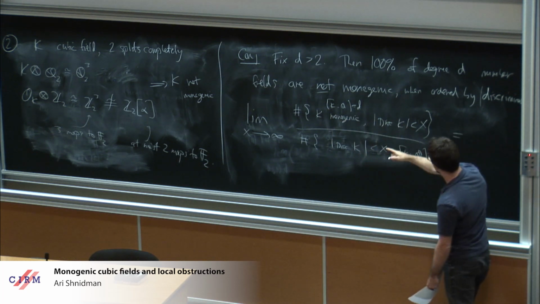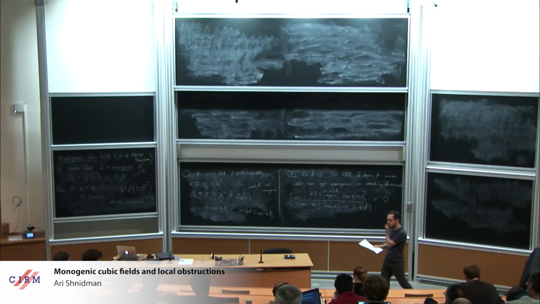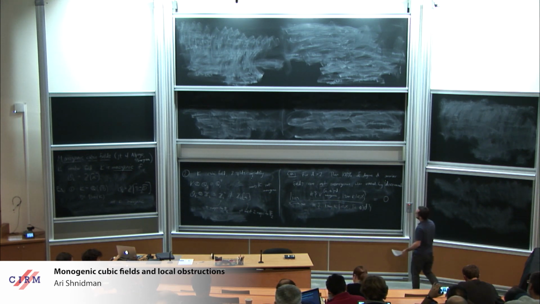That asymptotic, in the limit as x goes to infinity, this should be 0. So 0% should be monogenic. Okay, so that's the conjecture. And as I'll explain, this is open in every degree D for D bigger than 2, for which it applies.